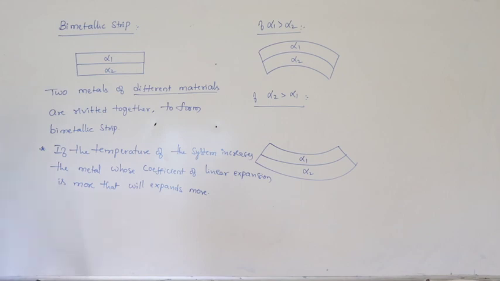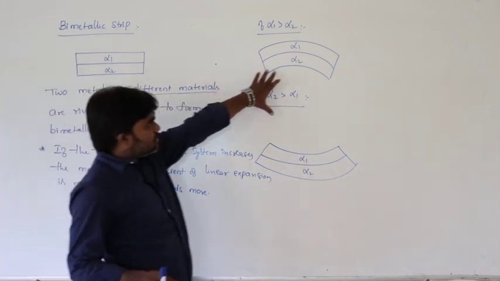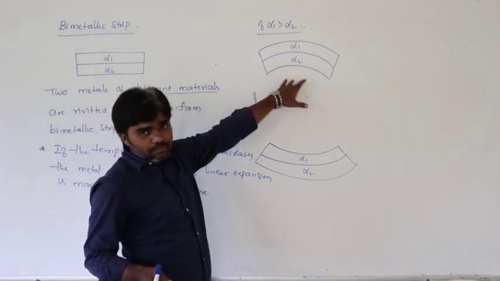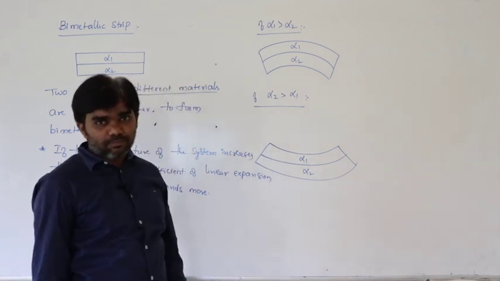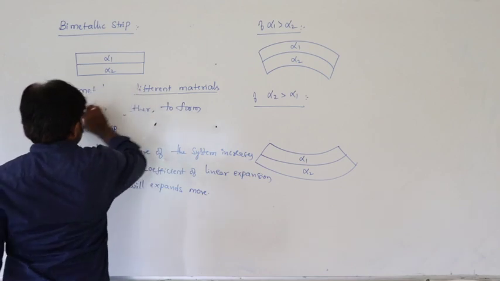Next, if the bimetallic strip bends like this, what is the radius of curvature of that bimetallic strip? That is what we have to calculate.